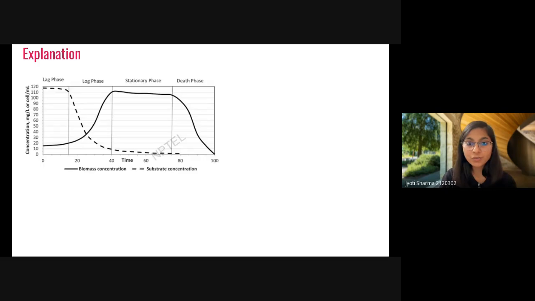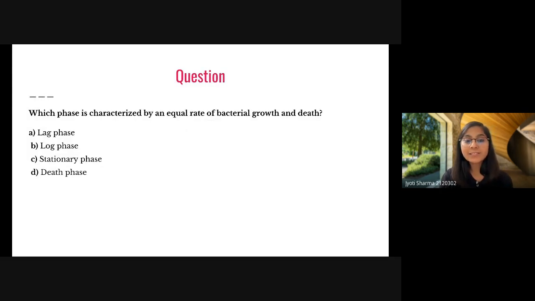Let me again show you the curve. So this is the curve. We have lag phase, we have log phase, we have stationary, and then we have the death phase. So my question is, when there is an equal rate of bacterial growth and death, what kind of phase am I talking about? So this is the stationary phase.